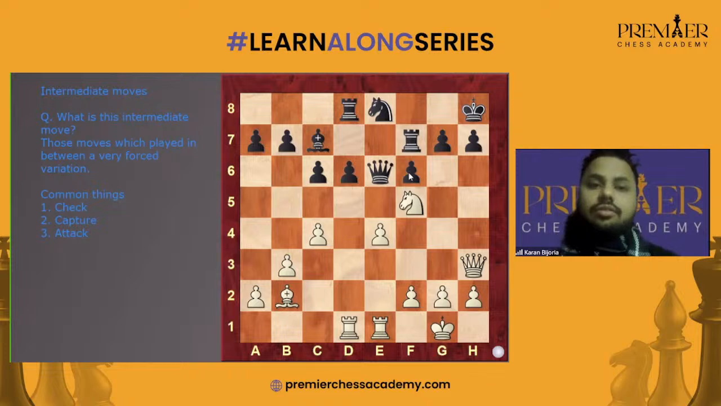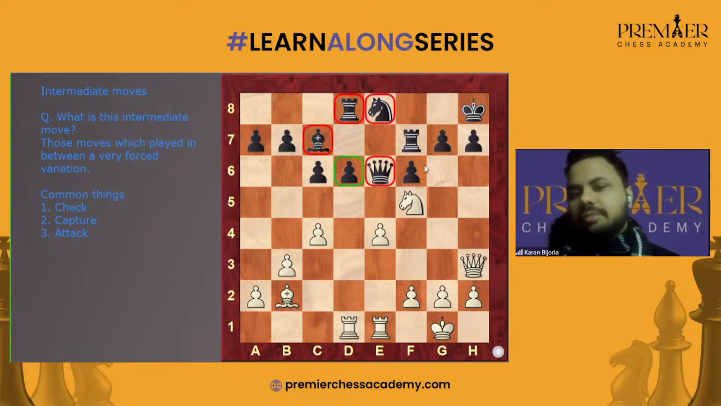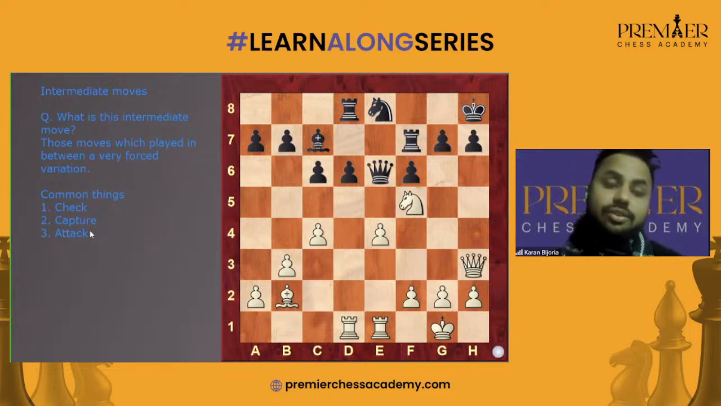Now, what is the second thing? The second thing is captures. Can you capture anything? I can capture these two pawns. Is it safe to capture them? No. This pawn is protected by the rook, this pawn is protected by the rook and the king, and this pawn is protected by four pieces. So this is not easy to capture. So there is no capture and there is no check also.